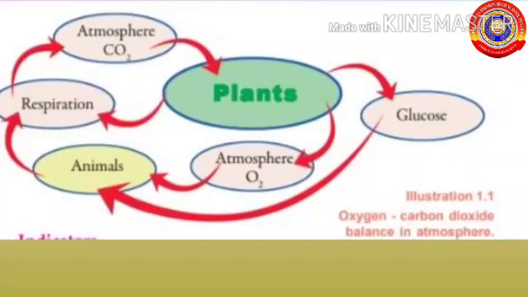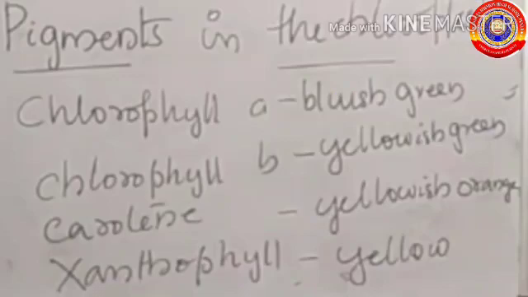The living organisms release carbon dioxide, which is a cycling process, and the product obtained during this process is glucose, and this glucose is stored in the form of ATP molecules in mitochondria. Next, we discussed different types of pigments in the chloroplast. Chlorophyll A imparts bluish green color, chlorophyll B yellowish green, carotene yellowish orange, xanthophyll yellow.